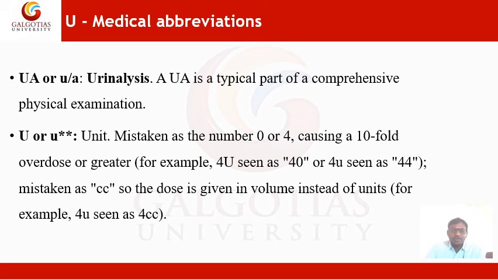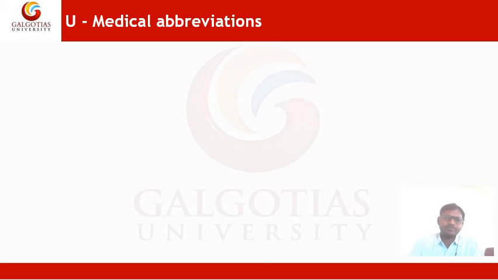U means unit. It can be mistaken for the number 0 or 4, causing a 10-fold overdose or greater. For example, 4 units seen as 40, or 4U seen as 44. It can also be mistaken for cc, so the dose is given in volume instead of units, for example 4 units read as 4 cc. This is one type of coding error.